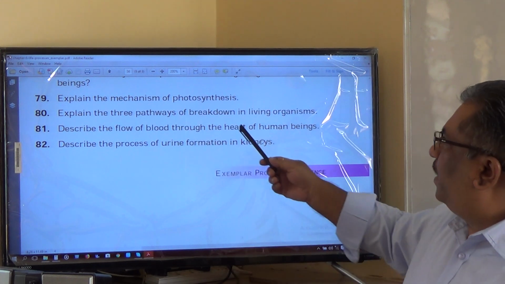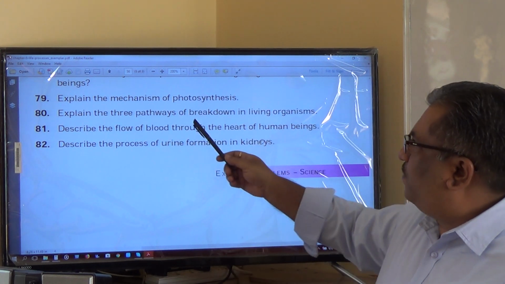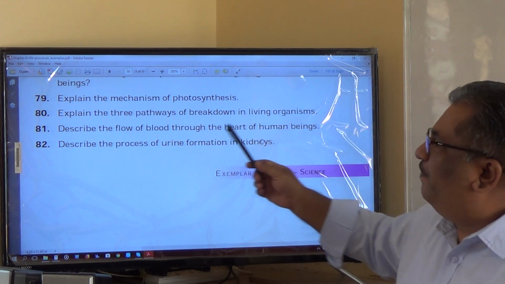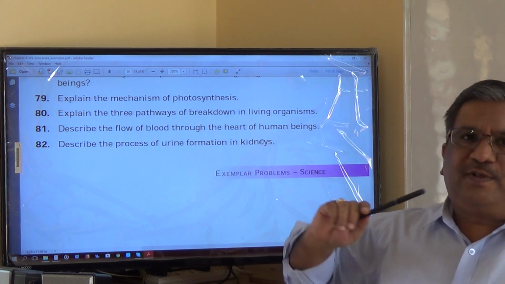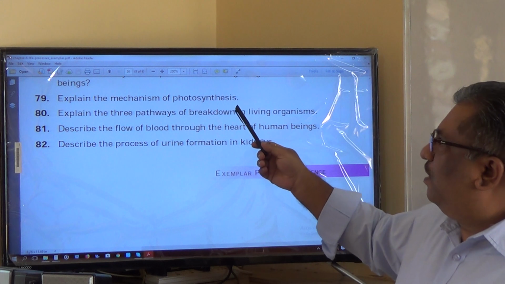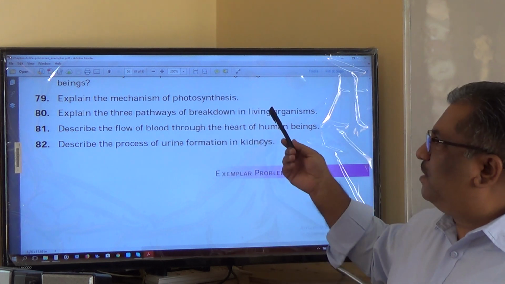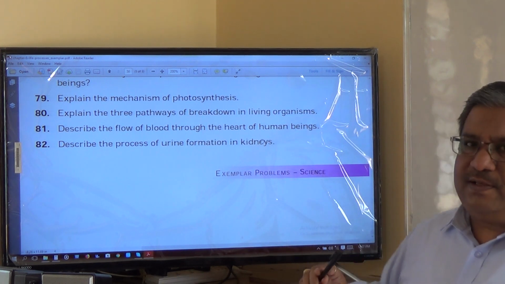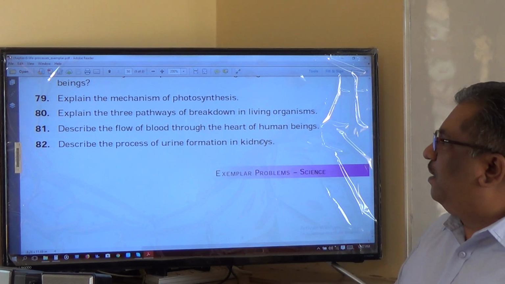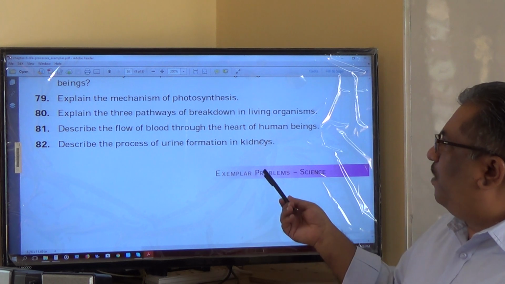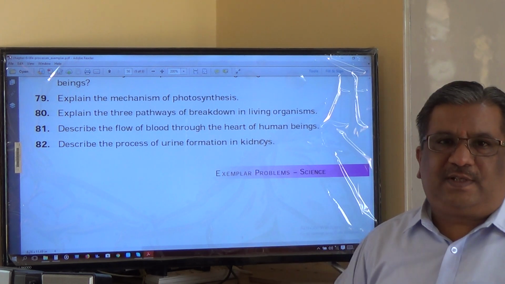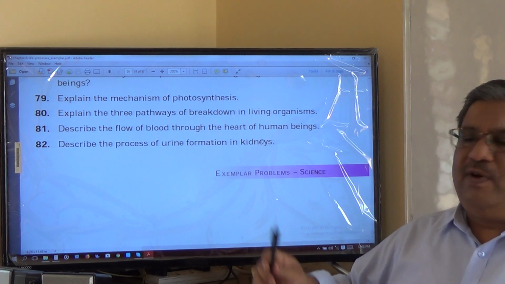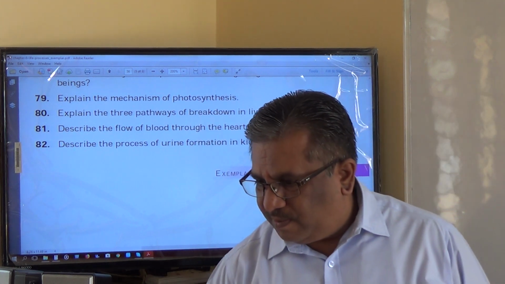Explain the pathways of breakdown. Explain 3 pathways of breakdown in living organisms. 3 pathways of breakdown of glucose, actually. So glucose into energy we have discussed in detail. Describe the flow of blood through the heart of human beings. We have discussed during the class in detail. Describe the process of urine formation in kidneys. This also we have discussed, and what are the factors that affect the urine formation also we have discussed.